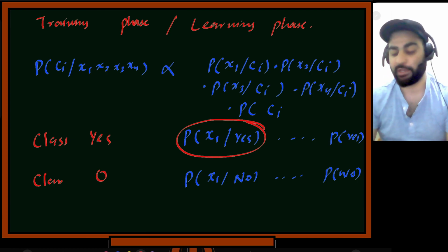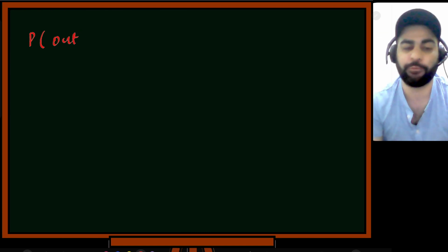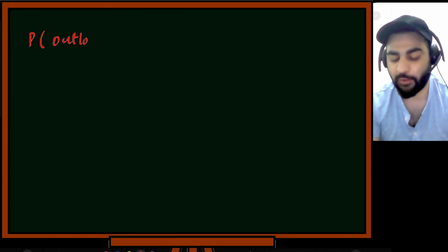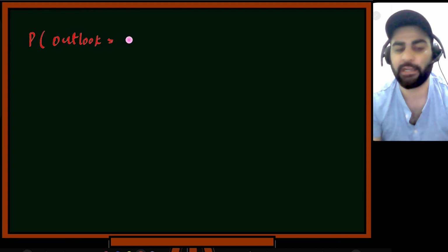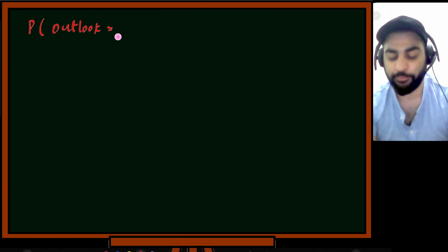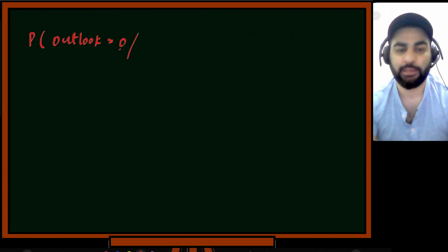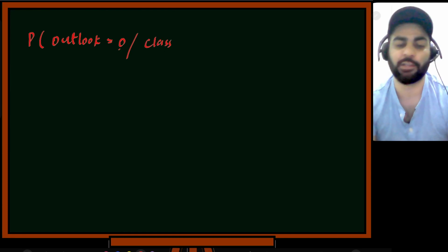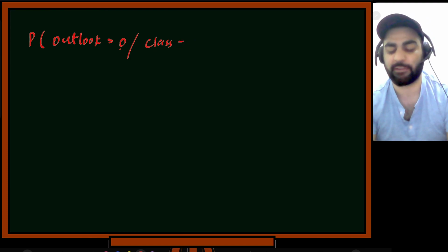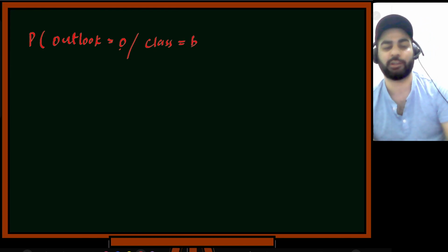In our terminology, we'll have to compute the probability of outlook, because we have 4 features. What are the 4 features? Outlook, temperature, humidity, and wind. The probability of outlook takes some value O, because in outlook there are different values: sunny, overcast, rainy. Given it was from a class, let's suppose yes or no. Suppose the class can take value B, so B will be yes or no.